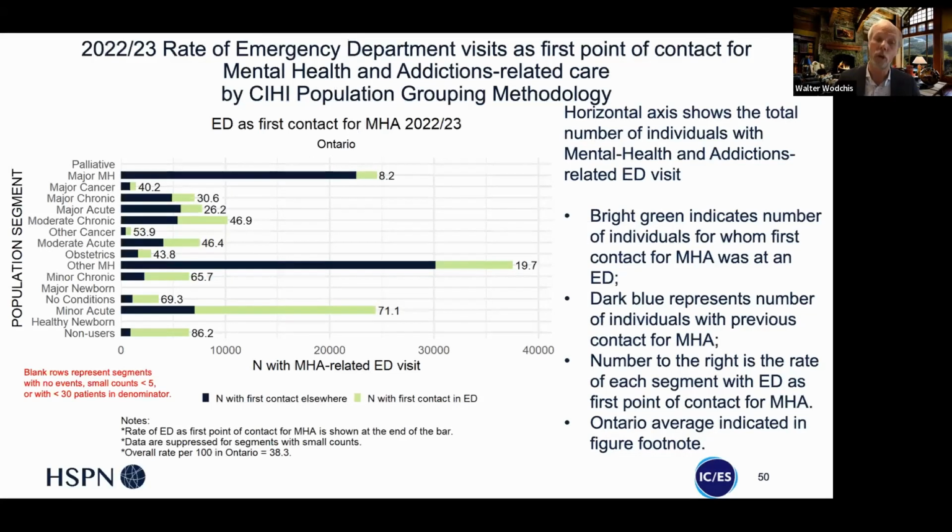And the people who had no contact at all with the health system, those are going to be difficult for you to find. Those non-users are people who the prior year had no contact with the health system, and then they show up in the emergency department. That's going to be a more difficult group to identify in the community, except through some population health initiative.